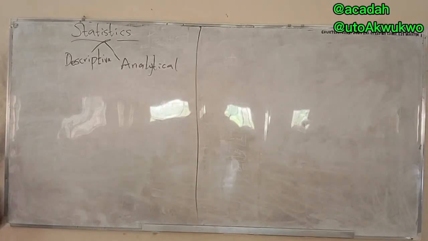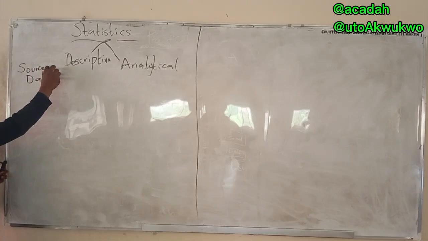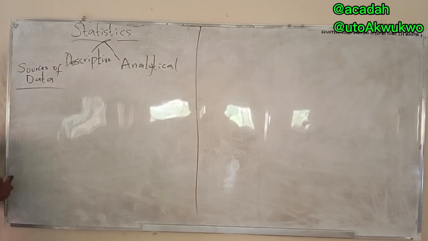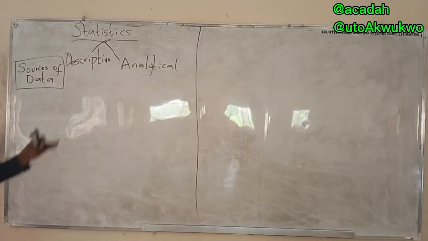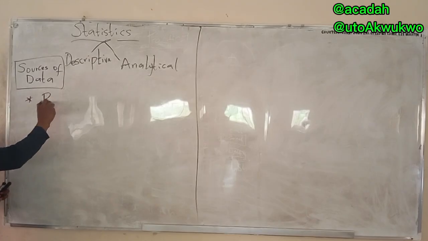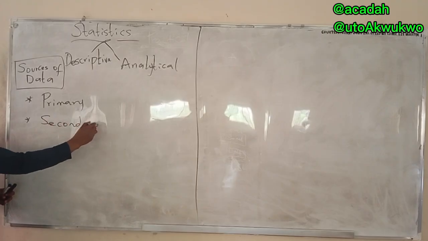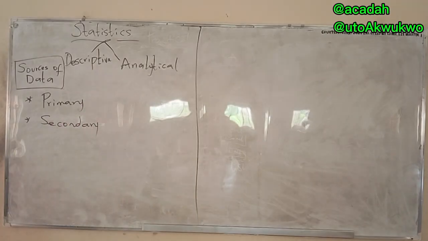When you know this, the next thing you need to know, if you notice I've been calling data, is what we call sources of data. Data in itself is information. For sources of data, we have the primary source and the secondary source.